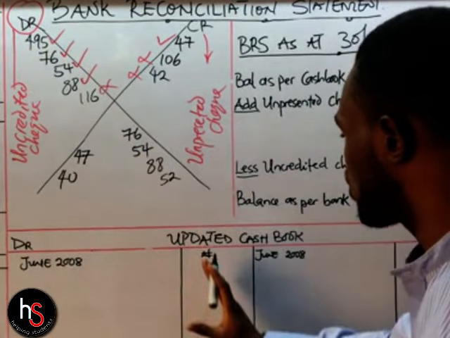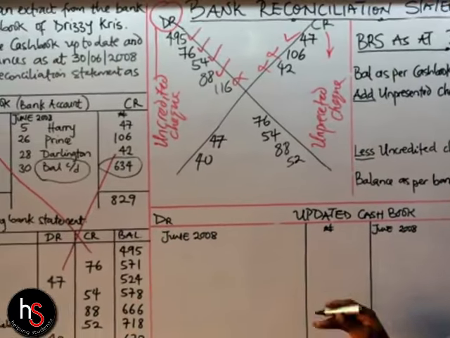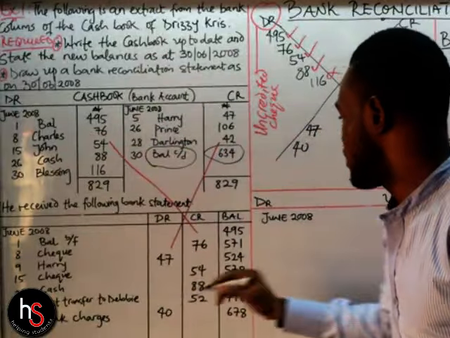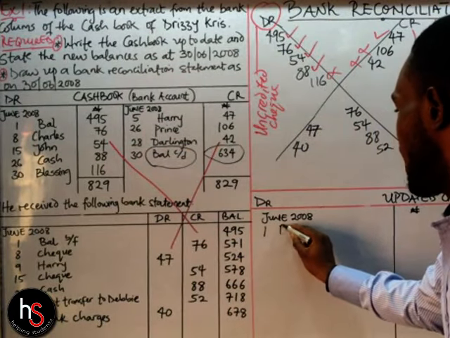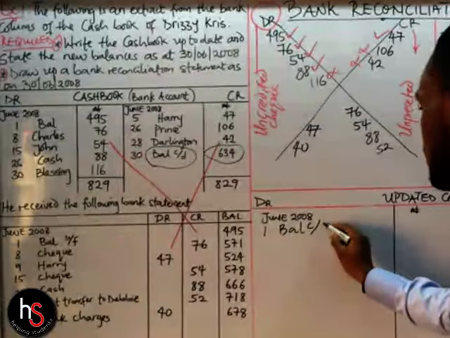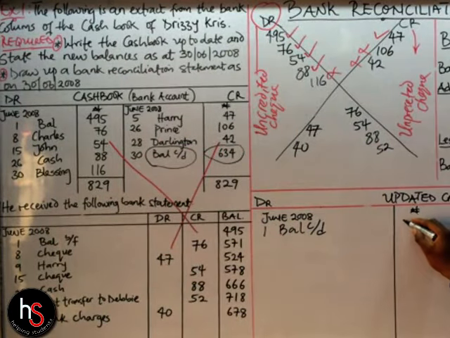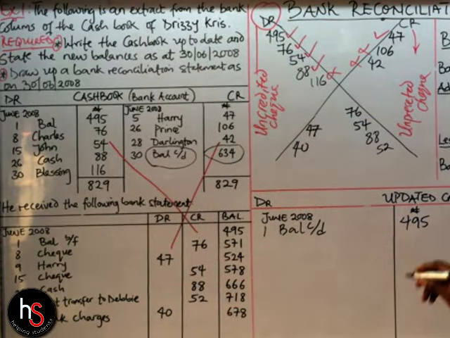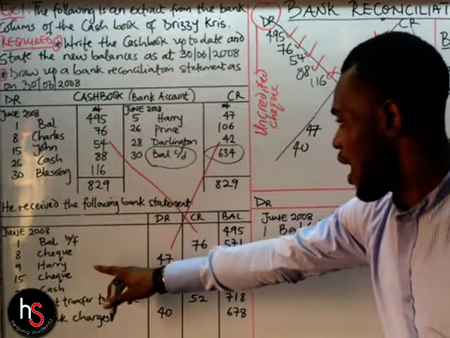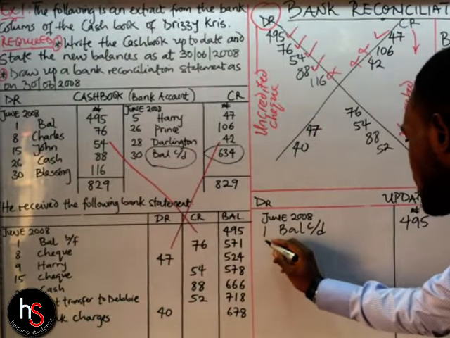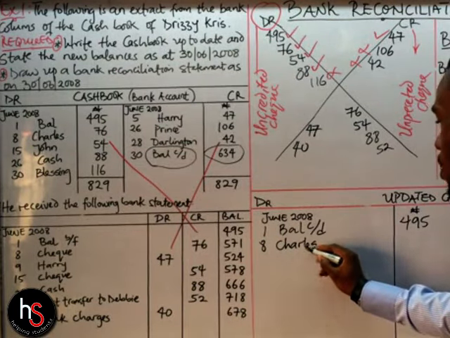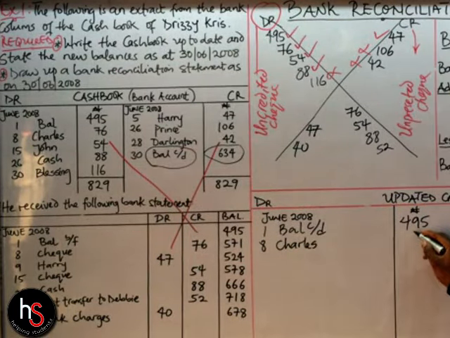So every value is going to be recorded on the updated cash book. 495 is what? Our balance CD. What is the date? On the 1st of June. The balance CD. How much was it? 495. Now what is the next thing? We have 76. And 76 is for what? Charles. On the 8th, we have Charles. How much is it? 76.